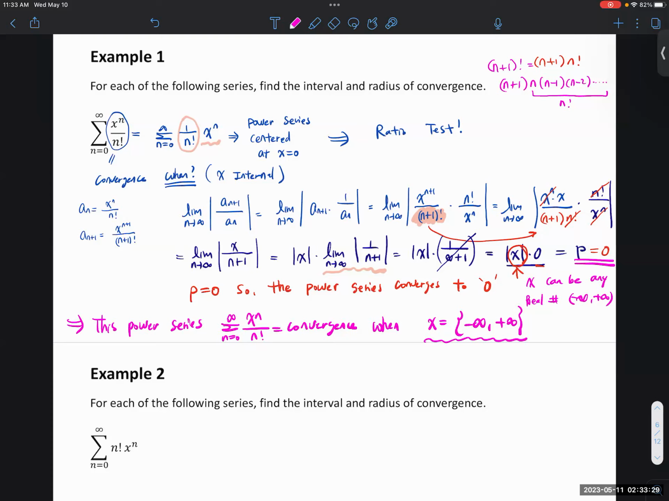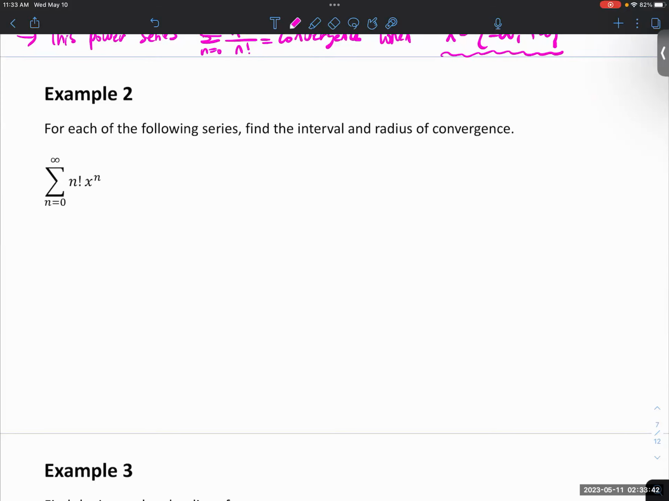Okay, so think about it. It's not like a crazy logical question. You can definitely handle it. But let's take a look at another one. I'm going to keep utilizing the ratio test to find the x interval. So here it's the same thing. I do have a unique coefficient.